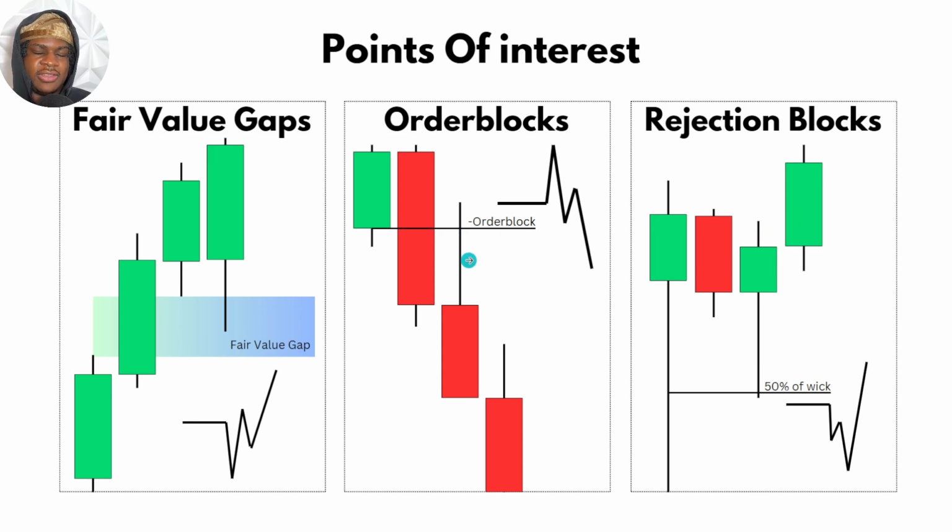Our main emphasis is to be trading during the manipulation. When price is going higher in this case, I want to be shorting inside this order block. When price is going lower, I want to be going long within this bullish fair value gap. Same thing with the rejection blocks.